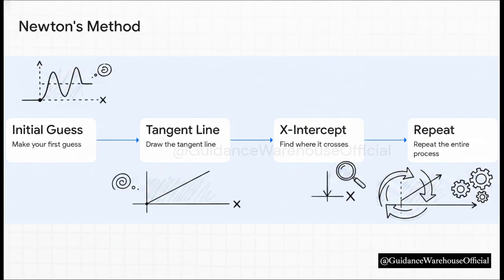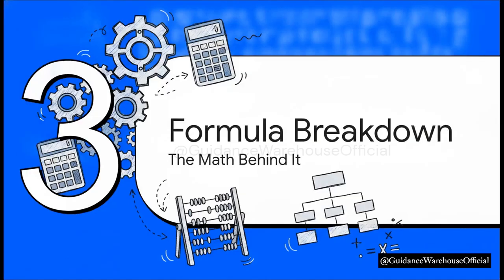Step 1, we make our initial guess. We'll call that x0. Step 2, we go straight up to our function's curve and draw a straight tangent line that perfectly matches the exact slope at that specific point. Step 3, we follow that tangent line all the way down until it physically crosses the x-axis. Boom! That new x-intercept is our next, much better guess, which we call x1. And finally, step 4, we just repeat the whole shebang. We draw a brand new tangent line at x1, ride it down to x2, and suddenly we're unbelievably close to the true root.